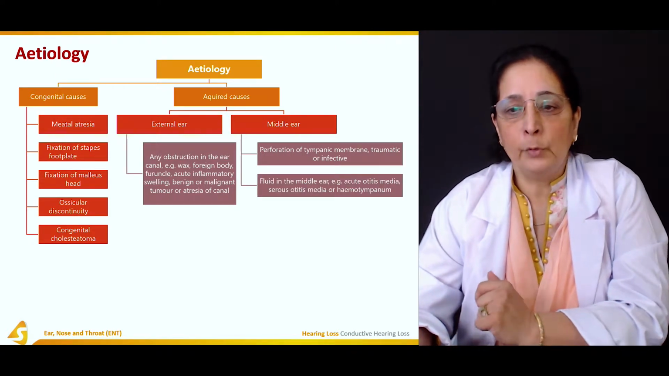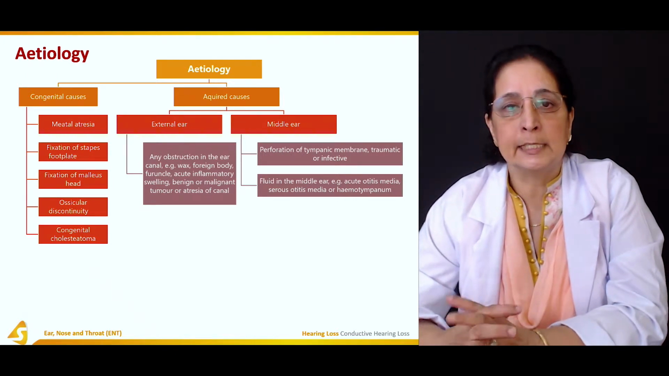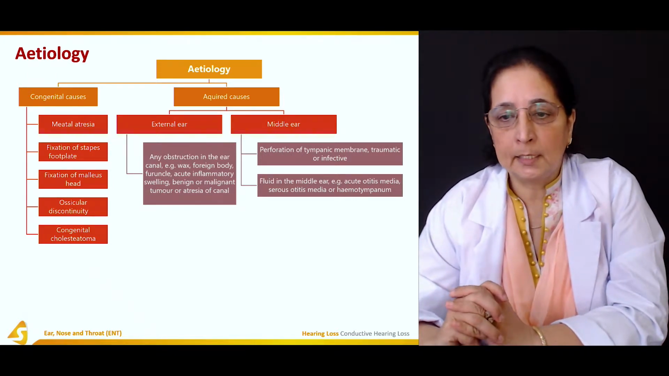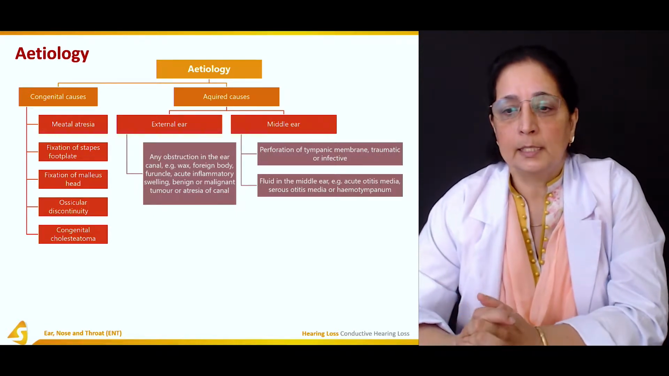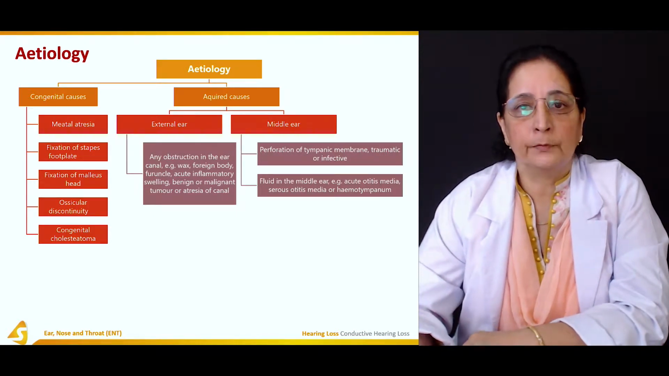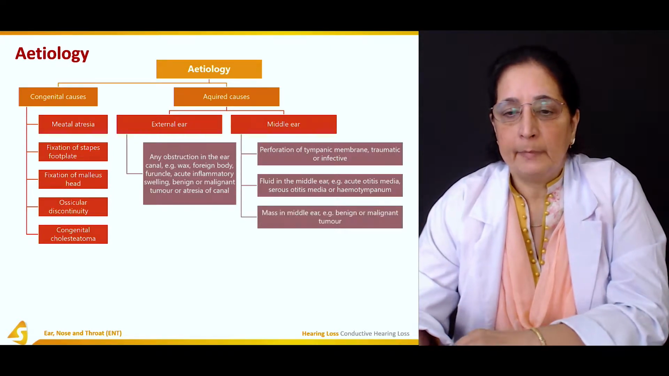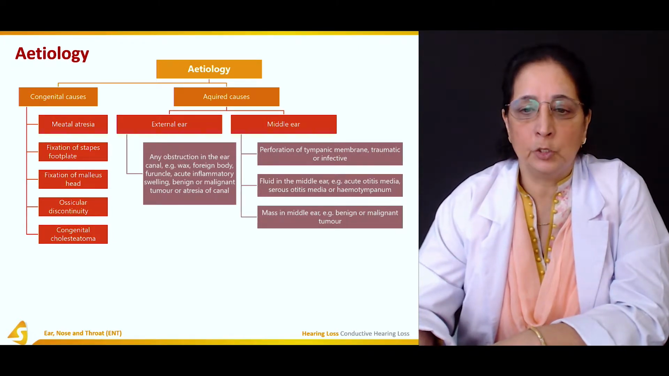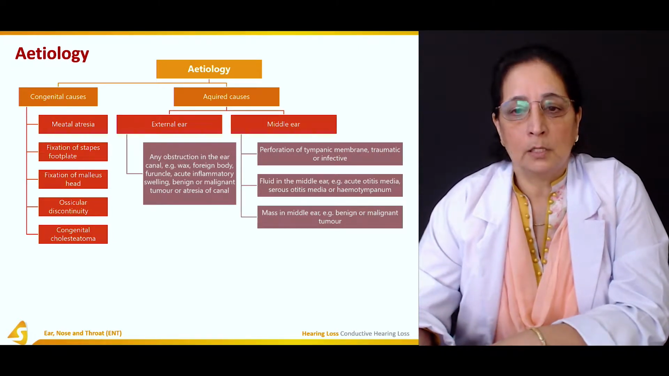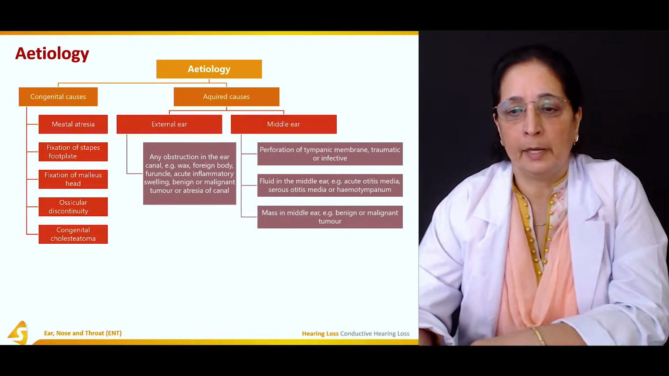Then there is fluid in the middle ear, for example acute otitis media, serous otitis media, and hemotympanum, or presence of blood in the tympanic cavity. Then a mass in the middle ear due to a benign or malignant tumor is another acquired cause of conductive hearing loss.